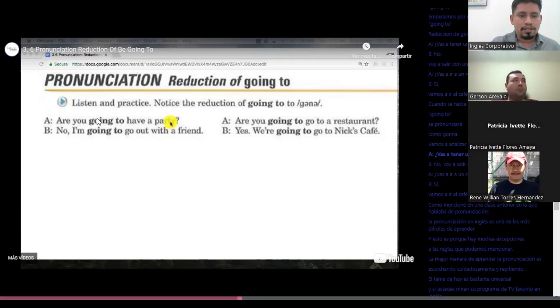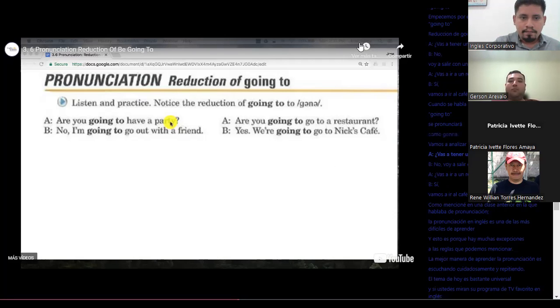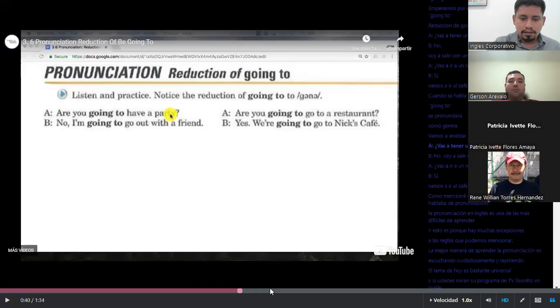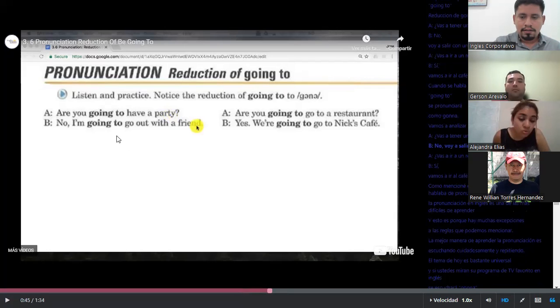Now, let's practice the pronunciation of these two words by reducing to gonna. And I want you to pronounce each sentence because I want to listen how you pronounce it, okay? So let's start. Probably we're gonna be repeating some sentences, and it's okay, don't worry. Let me just check out the list here. Let's start with Alejandra. Can you please read the first sentence? Sentence number one. Are you going to have a party? Okay, good. But we have to reduce it. Instead of saying going to, we're gonna say gonna instead of going to. Go ahead.